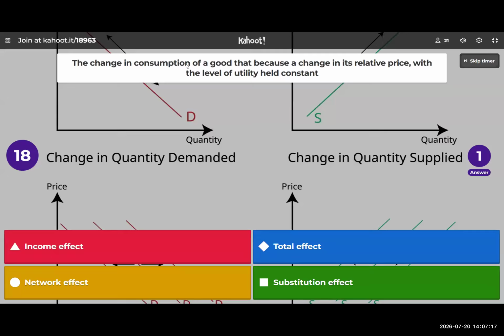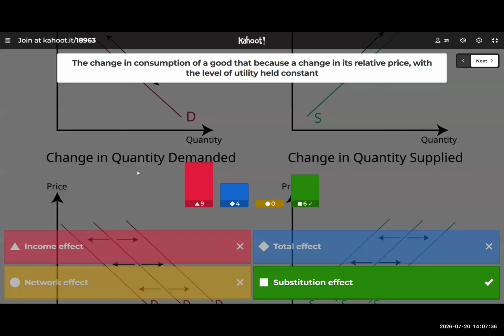The change in consumption of a good because of a change in its relative price, with the level of utility held constant. We call this one what kind of effect? Total, income, or substitution? You should not choose network effect, okay? So which one? Hold utility constant. That means it's substitution effect. Utility constant is for substitution, okay?